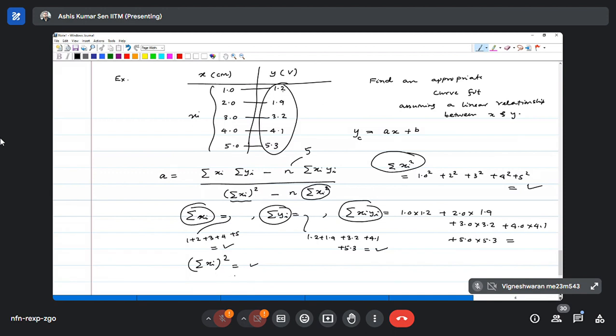I'm not doing the calculations, but if I substitute everything here, I would get A will be equal to 1.04. So this is something you can check for yourself. If I plug in all the values, I'm going to get A to be 1.04. Then I go to B.